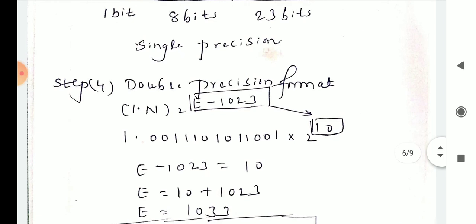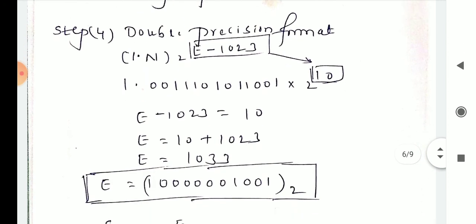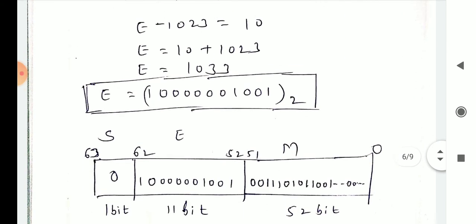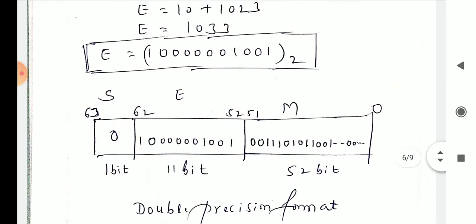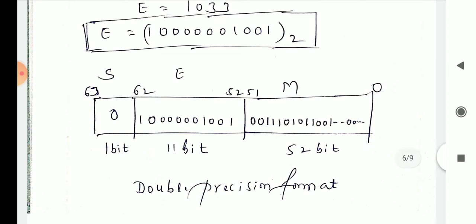Okay, so the next step is double precision. You can take that formula 1 dot n times 2 raised to e minus 1023, and compare it with this number 1 dot, the normalized number, again 2 raised to 10. Again e minus 1023 is equal to 10, e is equal to 10 plus 1023, add these two, e is equal to 1033. You are getting the exponent, again put it into the double precision format. Again it is a positive number, so in the sign, that is 1 bit, we will write 0. Then you can write 11 bits of exponent, then you can write the mantissa.